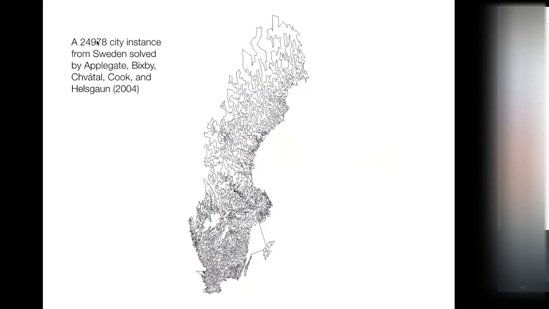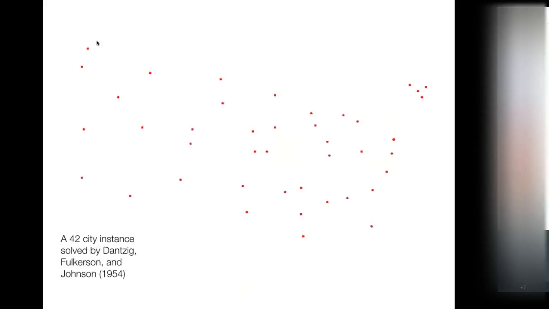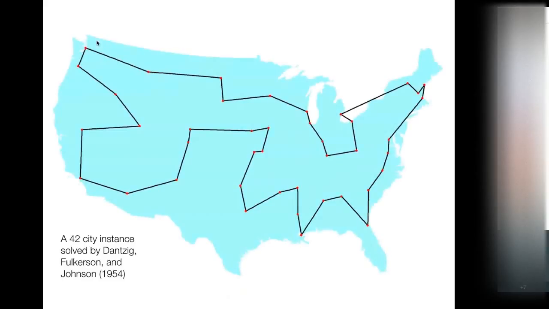The way this research got started, taking cities from one particular country and thinking about a tour through them, was started in a very famous paper by Dantzig, Fulkerson, and Johnson in 1954, where they were looking at 42 cities from the continental United States. And they were able to solve that instance to optimality.